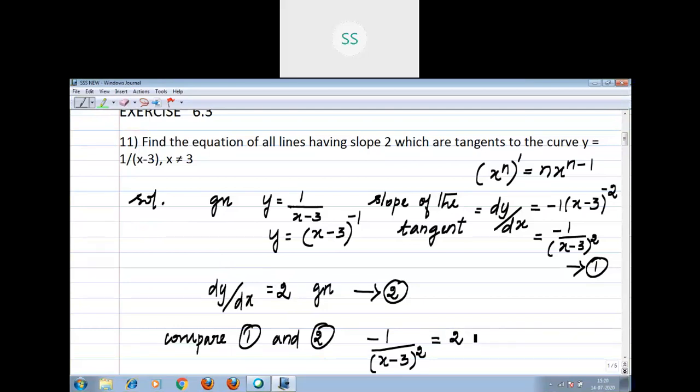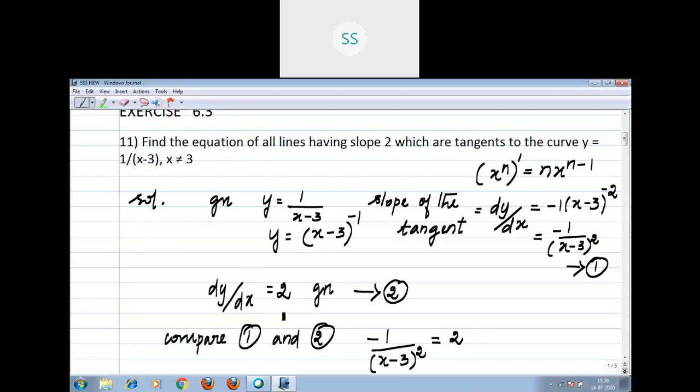First step, what you did: y is equal to 1 by x minus 3, then y is equal to x minus 3 the whole power minus 1. You are finding the slope of the tangent, and for that you are differentiating the given curve equation. You arrived at dy by dx equal to minus 1 by x minus 3 the whole square. In the question, slope is given, which is also represented by dy by dx. Then you are comparing 1 and 2.